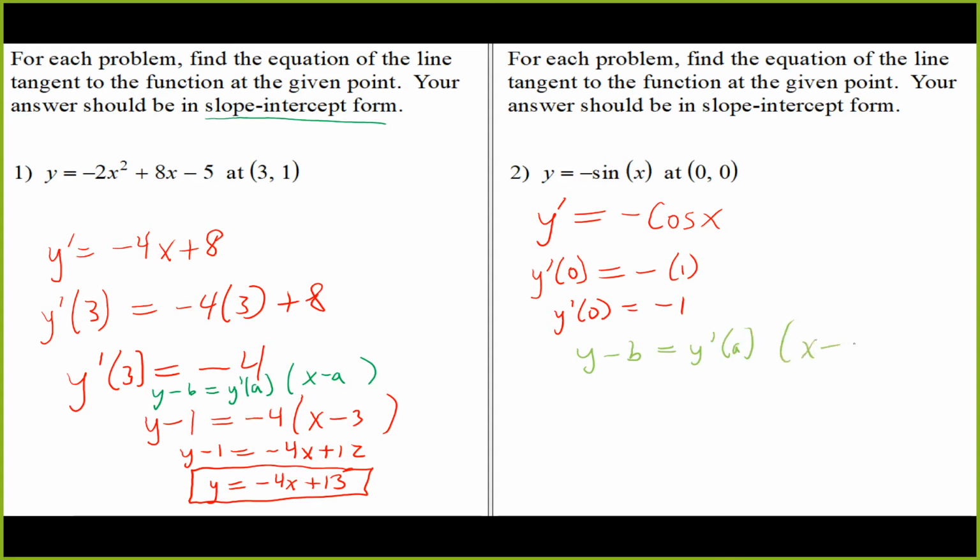It will be y equals negative 1 times x, so y equals negative x. Perfect. That's because a and b are 0. I'm going to go ahead and write my step just for everybody who's not here. So this is y minus 0 is equal to negative 1 times x minus 0, or y equals negative x.